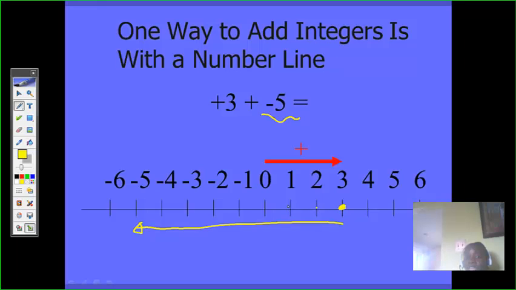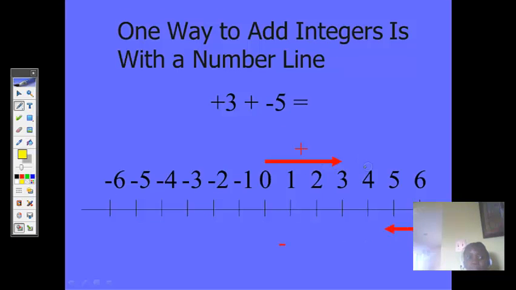So if I'm right here, I need to move 5 units. 1, 2, 3, 4, 5. See it? I need to move 5 units to the left. Not go to 5. Not go to negative 5. No. I need to move 5 units. This is the correct one.